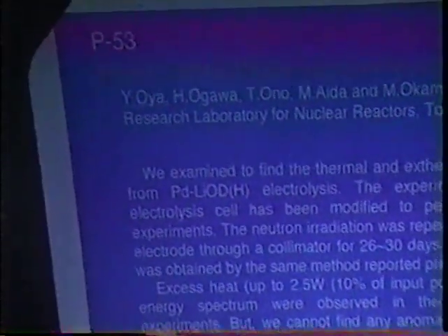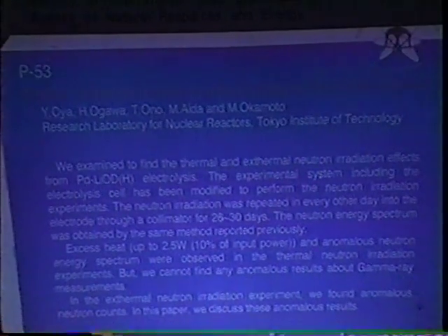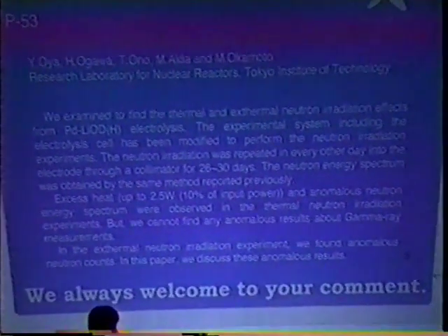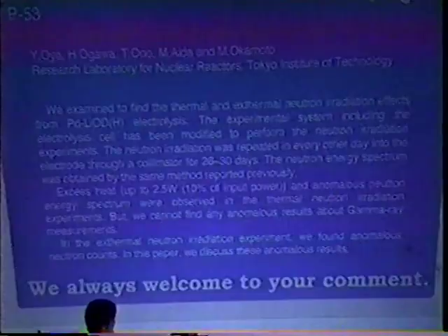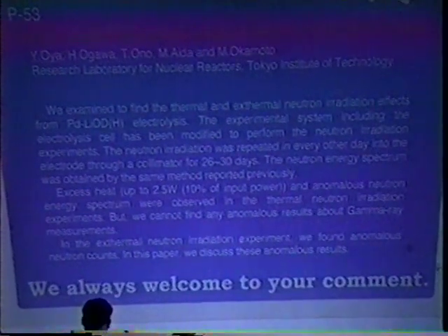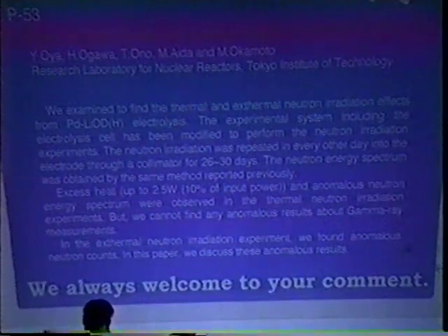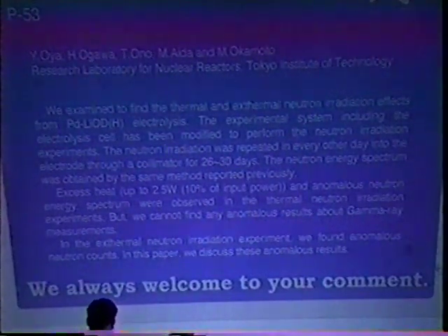The title of our study is Hydrogen isotope effect induced by neutron irradiation in PdLiOD electrolysis. We examined the thermal and external neutron irradiation effects from PdLiOD and LiOH electrolysis. The experimental system, including the electrolysis cell, has been modified to perform the neutron irradiation experiment. The neutron irradiation was repeated every other day into the electrodes through a collimator for 26 to 30 days. The neutron energy spectrum was obtained by the same method reported previously by our group.